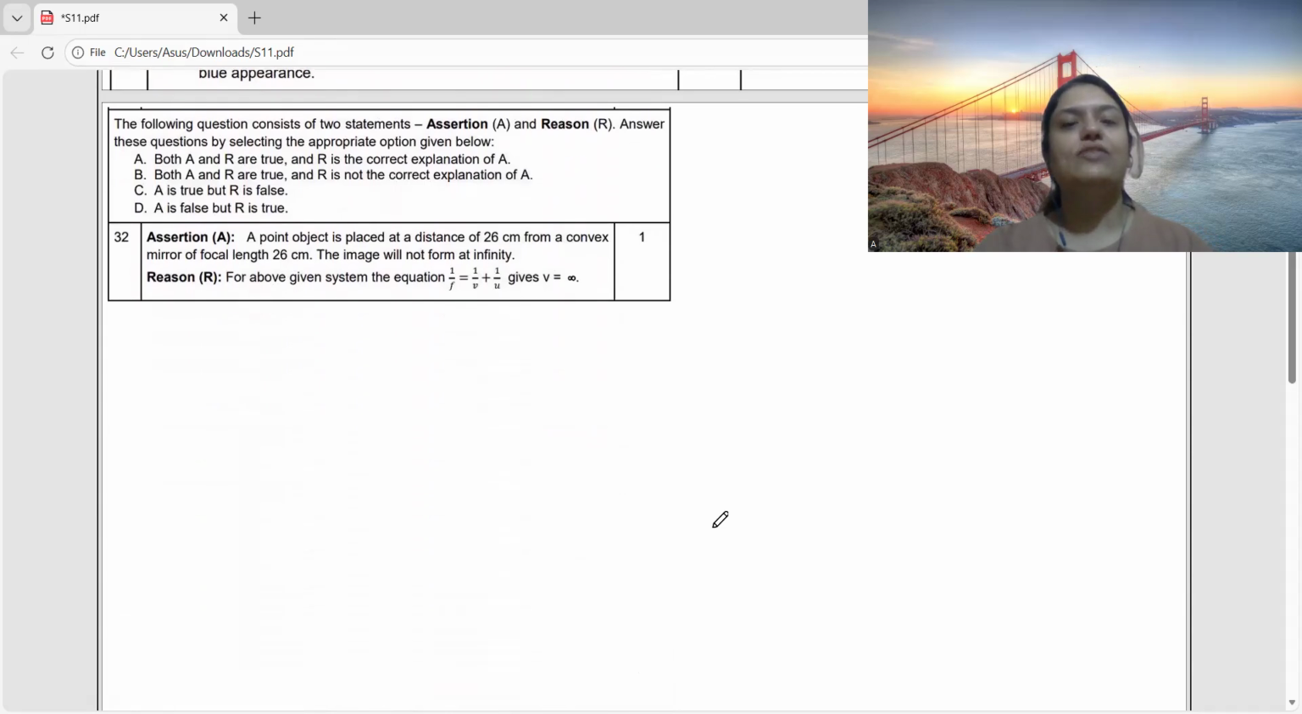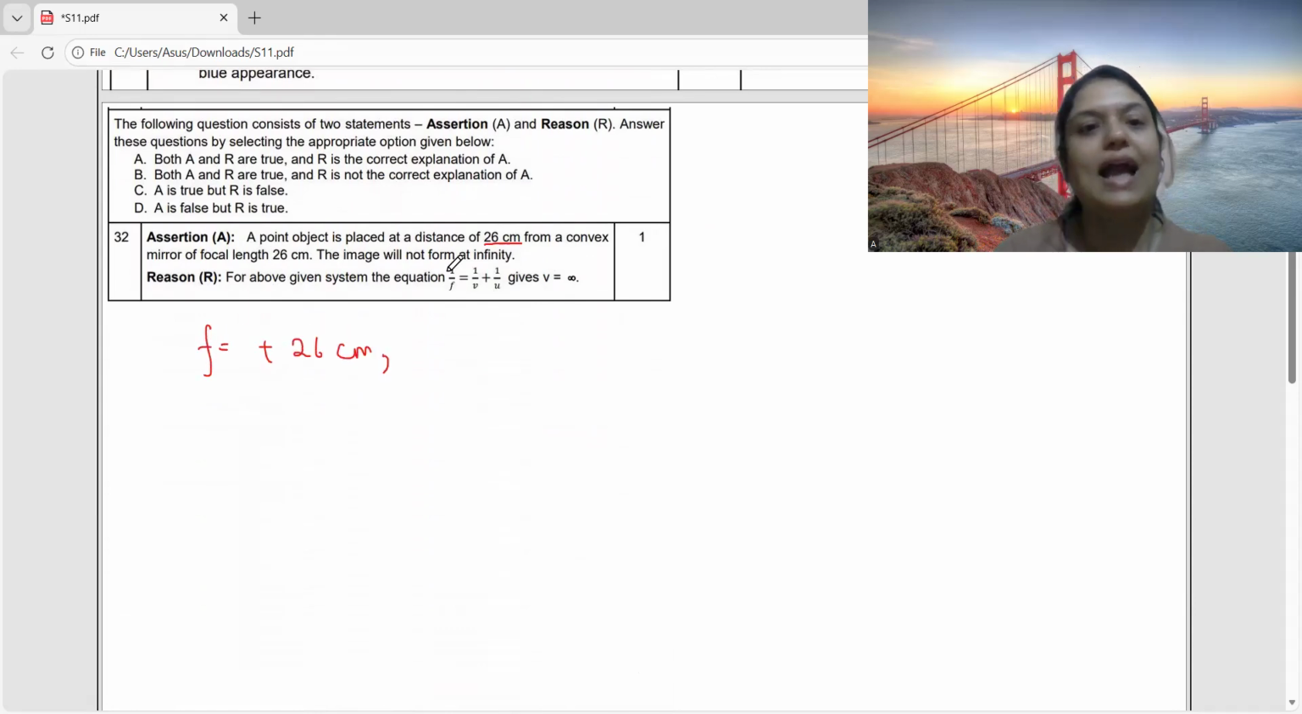Next, assertion and reason. So the assertion given: a point object is placed at a distance of 26 centimeter from a convex mirror of focal length 26 centimeter. The image will not form at infinity. Now this is a convex mirror, right? So the focal length should be plus 26 centimeter, right? And the object is placed at 26 centimeter, so u should be minus 26 centimeter.